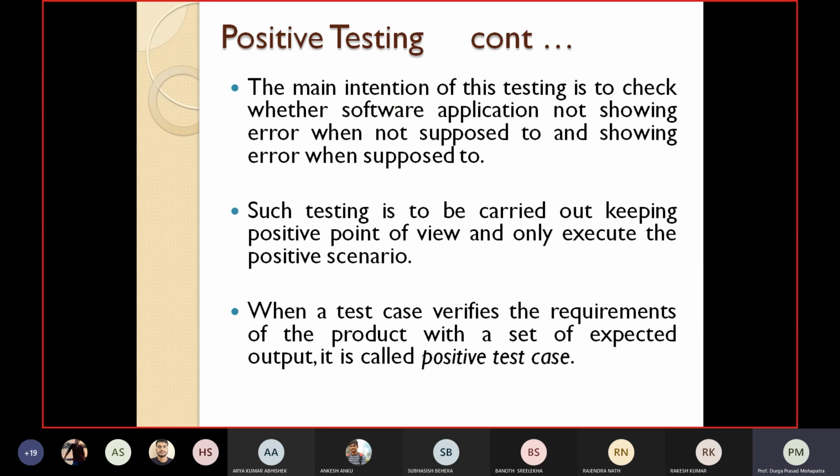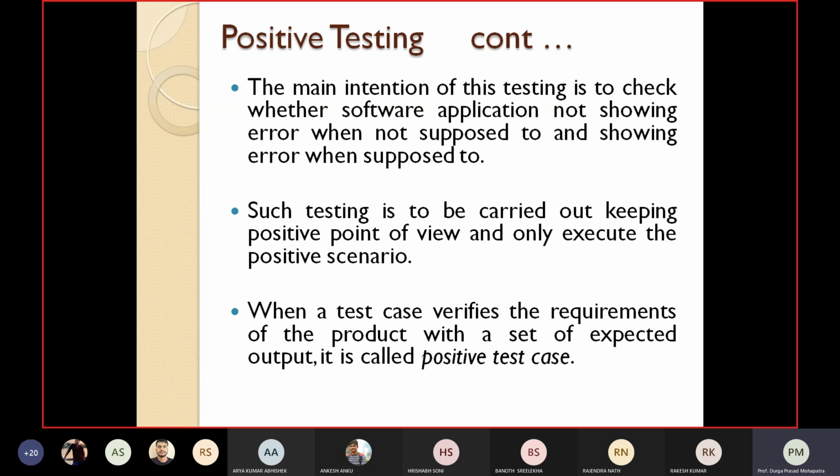When a test case verifies the requirements of the product with a set of expected outputs, it is called a positive test case. So when a test case verifies what? It verifies the requirements of the product, the requirements mentioned in the SRS document, with a set of expected outputs. This output you are expecting, it is called a positive test case. So normally you are taking only valid input while performing positive testing.